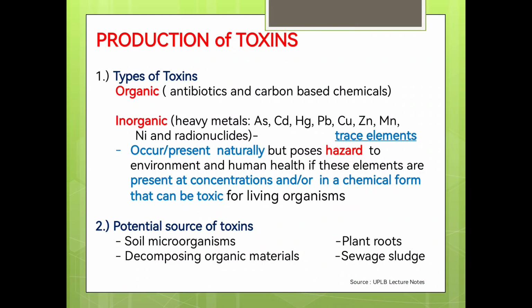So those are the different kinds of microorganisms and macroorganisms found in the soil. So we discussed their advantages, their disadvantages, and aside from that, they also produce toxins. There are two types of toxins. We have the organic and the inorganic toxins. These organic toxins are the antibiotics and carbon-based chemicals.